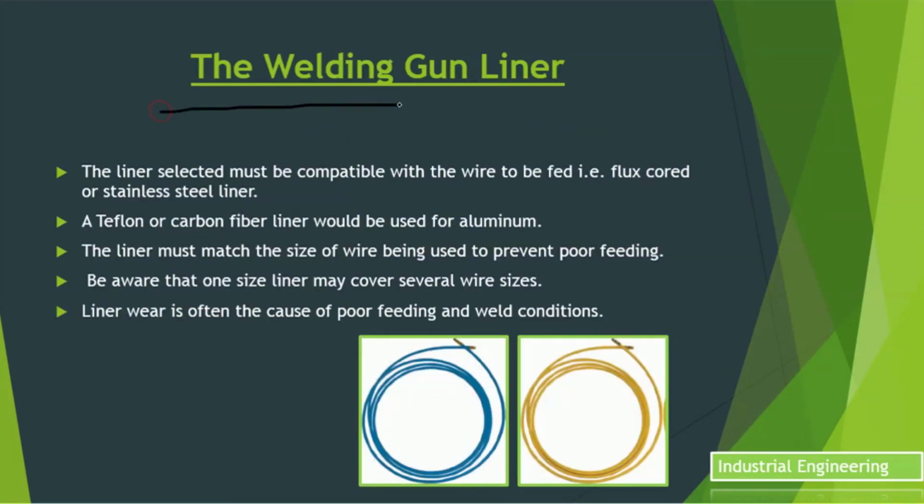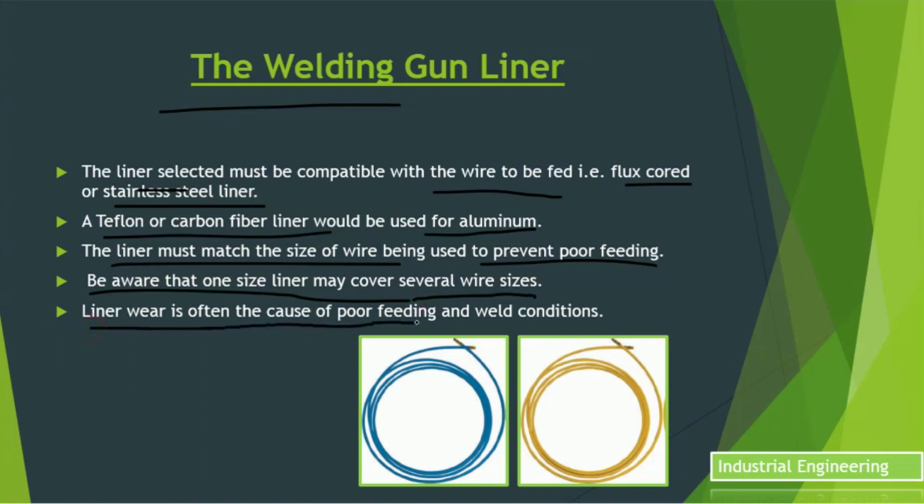The welding gun liner. The selected liner must be compatible with the wire feed, that is flux core or stainless steel liner. If you are using aluminum wire, a Teflon or a carbon fiber liner is to be used. The liner must match the size of wire being used to prevent poor feeding. Be aware that one size liner may cover several wire sizes. Liner wear is often the cause of poor feeding and welding conditions.